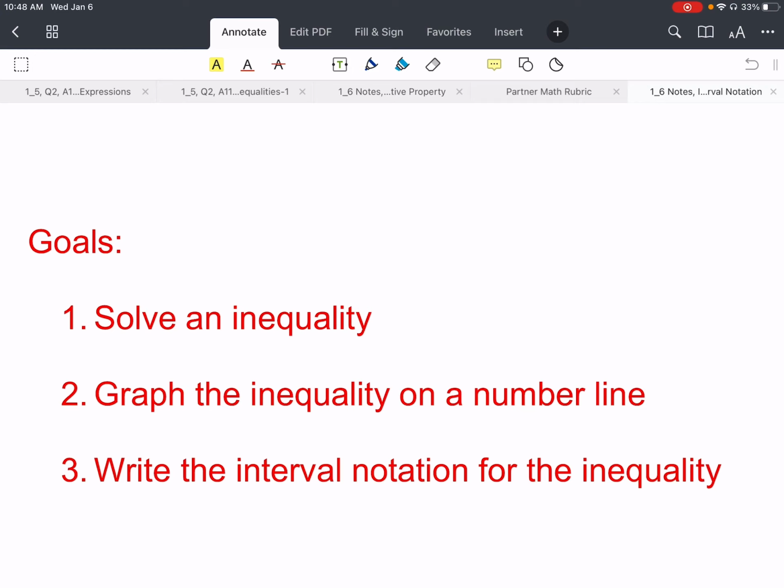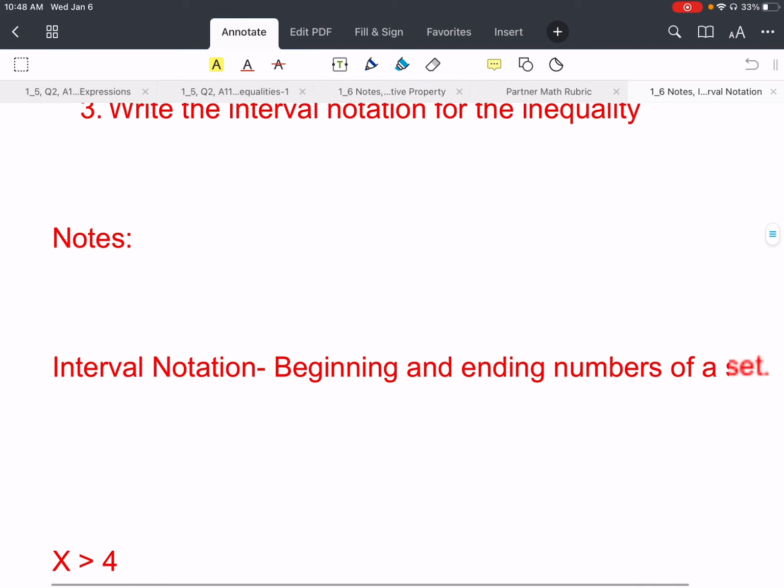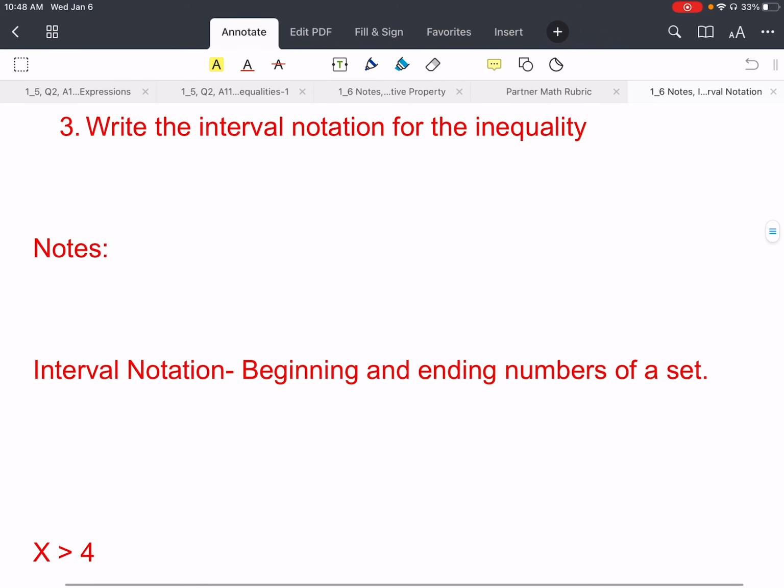And then goal 3, the new part, is going to be writing interval notations for inequalities. And interval notations are pretty simple, and I expect you will do very well. So the definition of interval notation is the beginning and ending numbers of a set.